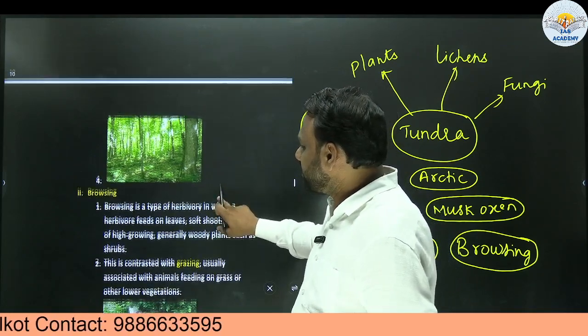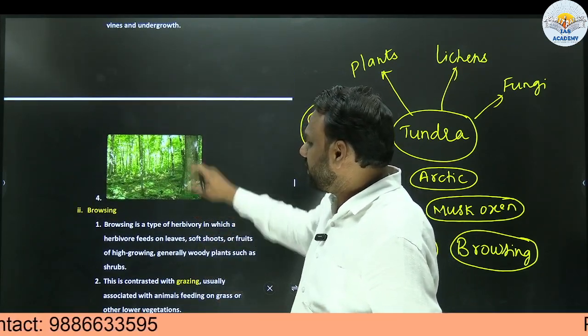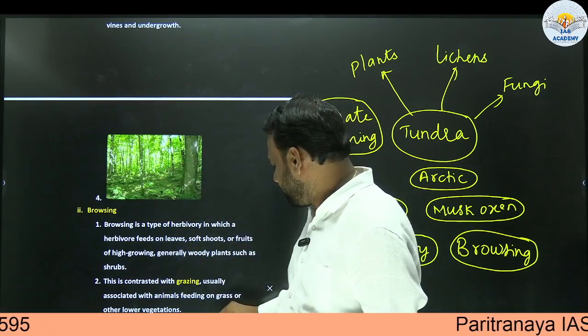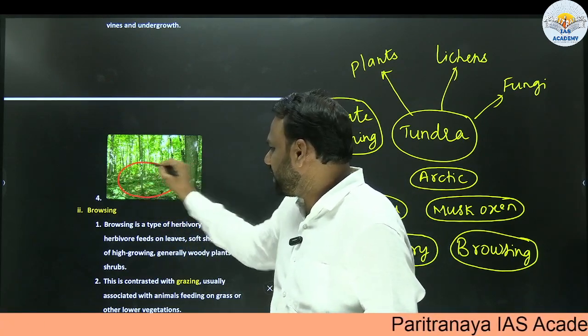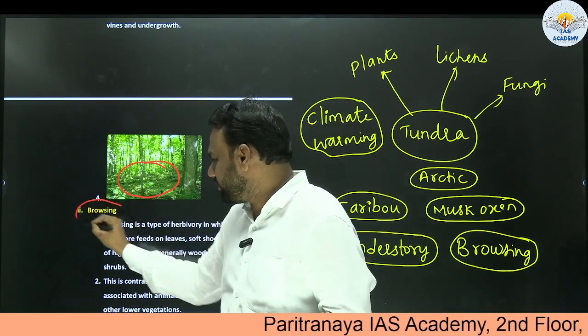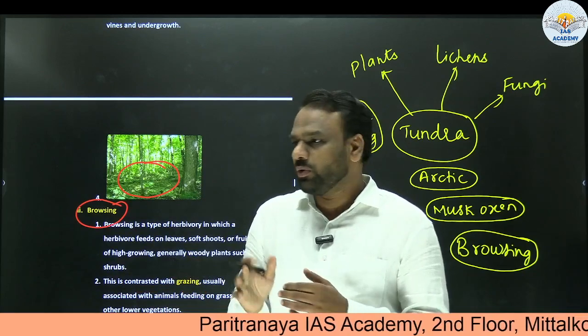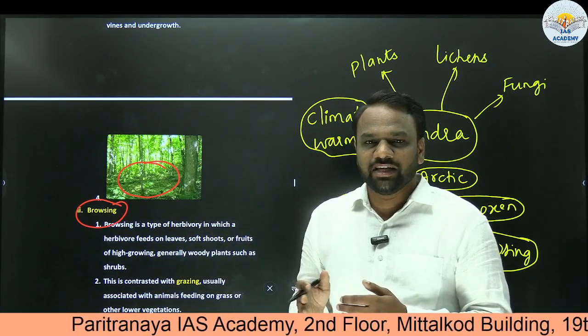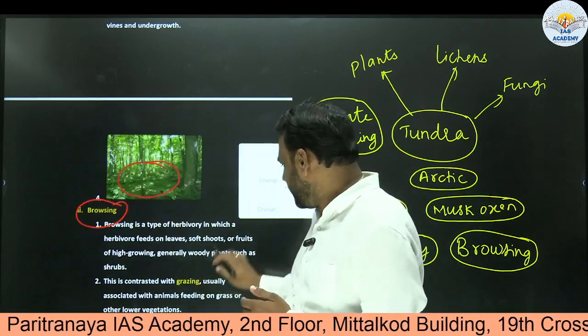So here, understory is in a forest. In a forest, the tall trees are there, but apart from that, the small vegetation which is present in this region is called understory. And one more word that appears is browsing. You have to try to understand the difference between browsing and grazing. Grazing we already know. So what happens in browsing?